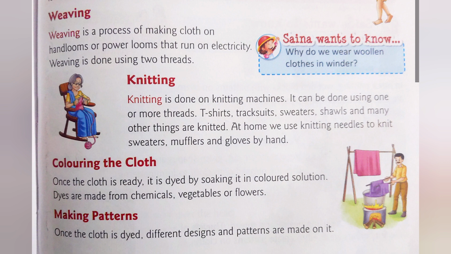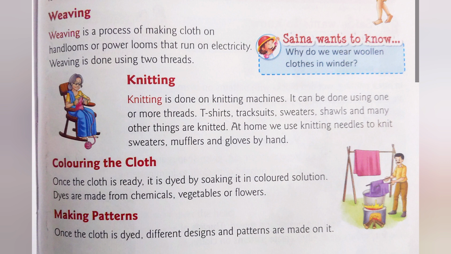Whereas knitting is done on knitting machines. And do you know it can also be done using one thread only? So you can use one thread or more threads to do knitting. T-shirts, tracksuits, sweaters, shawls, and many other things are knitted. Now, how do we knit at home? We use knitting needles to knit sweaters, mufflers, and gloves by hand.